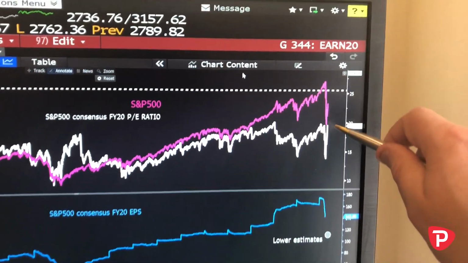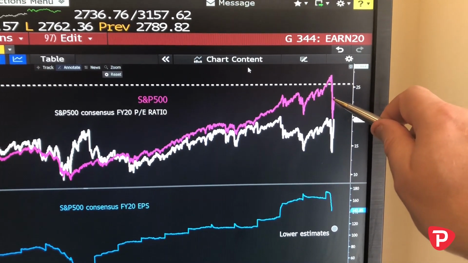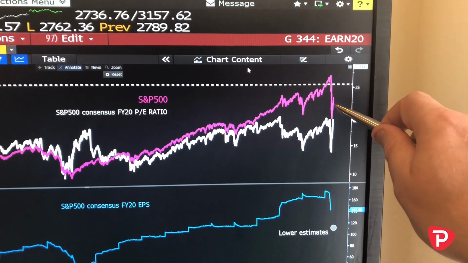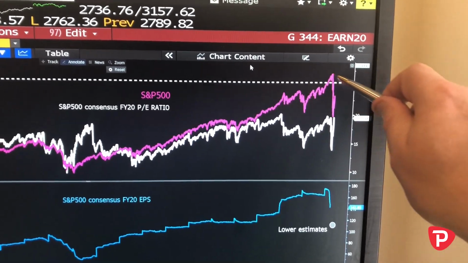Now, why is that important? If earnings estimates are going to fall to $110 and providing the price on the S&P, which is this pink line, stays around similar levels, and of course the price earnings multiple is going to increase. On those current trajectories, we get 25 times.